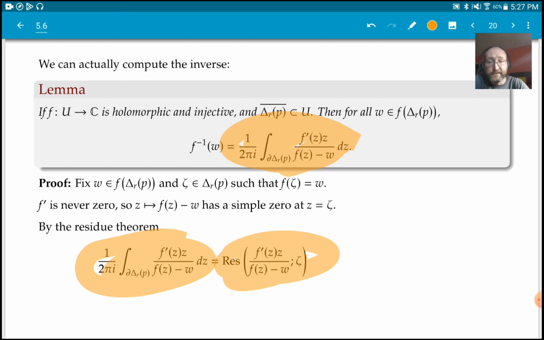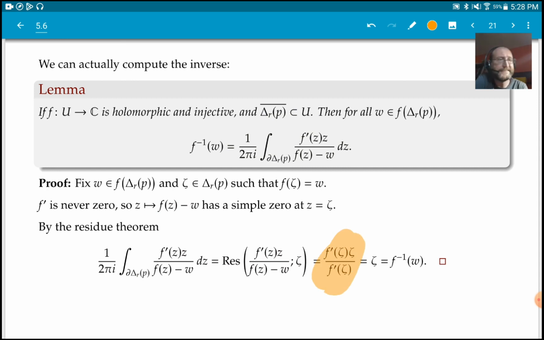Because that's the pole of this expression, and it's a simple pole, because this has a simple zero there. So if it's a simple pole, it's very easy to compute. I just take the numerator, it's a nice holomorphic function, I plug in zeta. I take the derivative of the denominator, I plug in zeta.